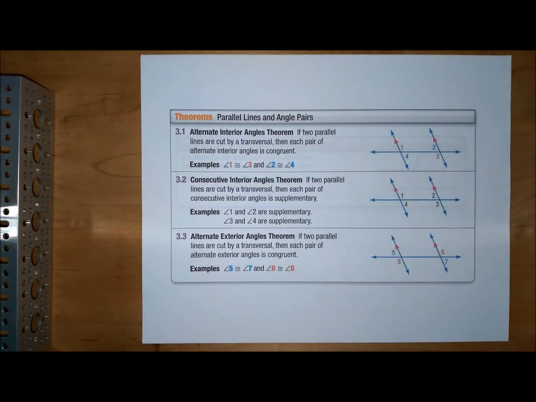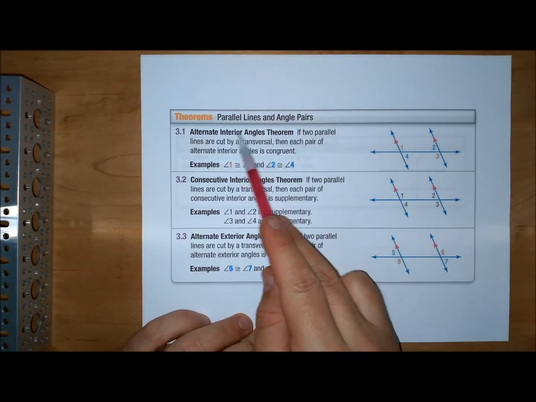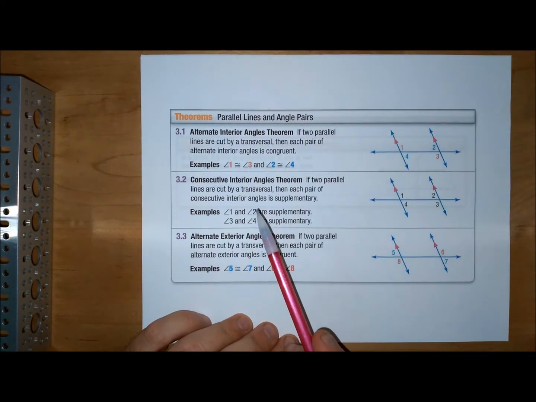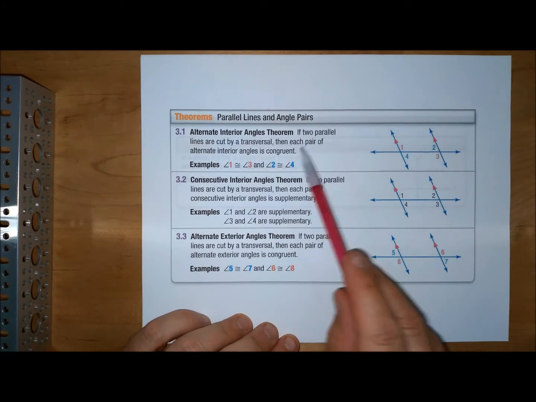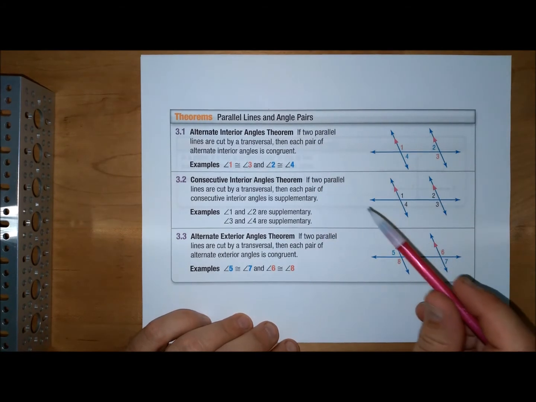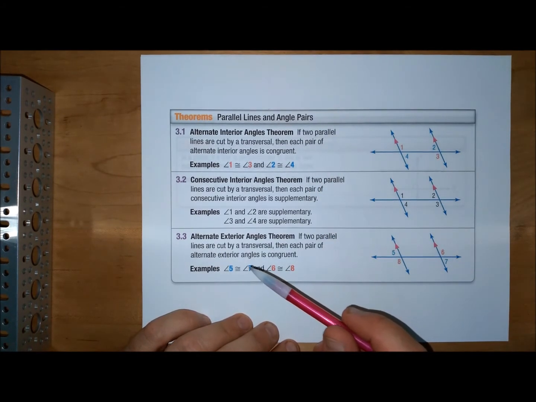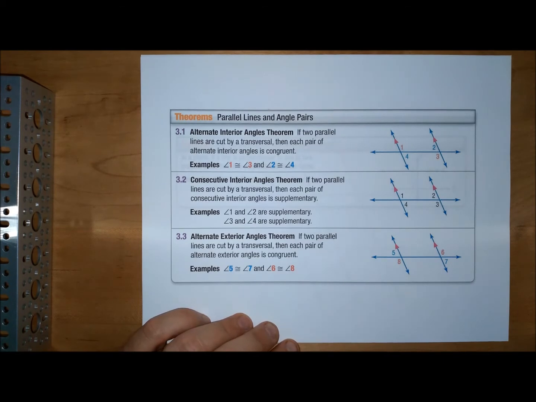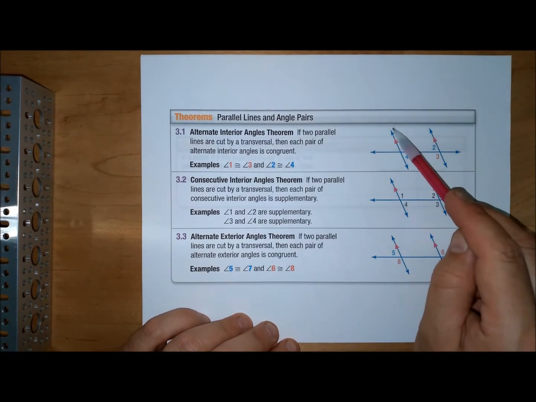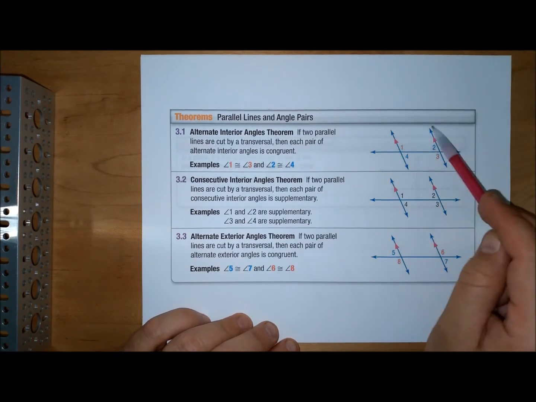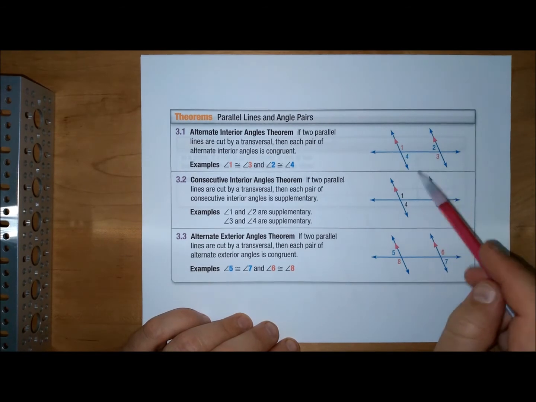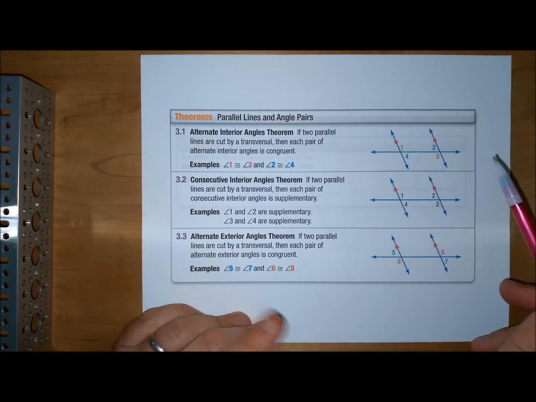Okay, so because of what we just noticed in that last problem, we're going to pull in some more theorems here. It turns out that we have this alternate interior angles theorem. If two parallel lines are cut by a transversal, then each pair of alternate interior angles is going to be congruent as well. Which angles are those? Well, when we have these lines, the interior angles are in between them. So 1, 2, 3, and 4 are interior angles.